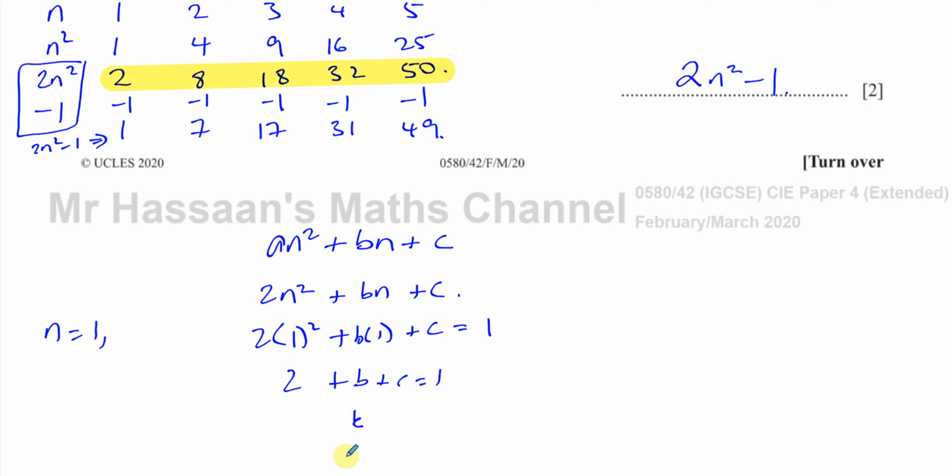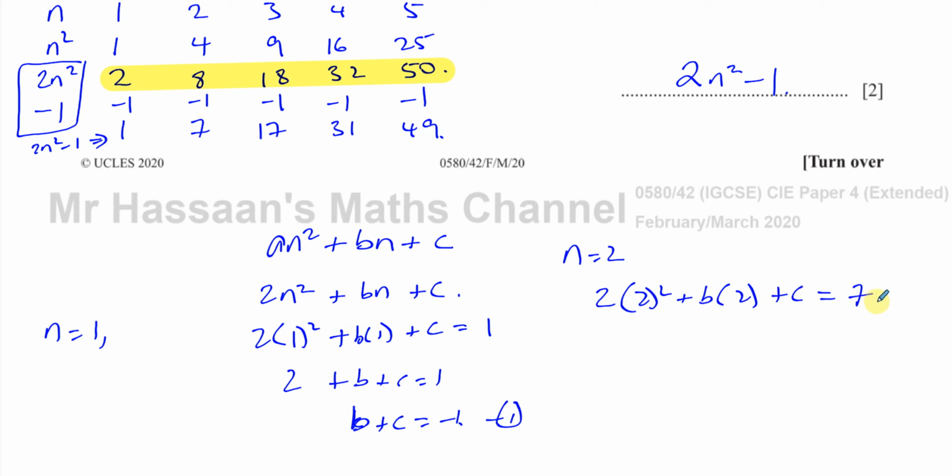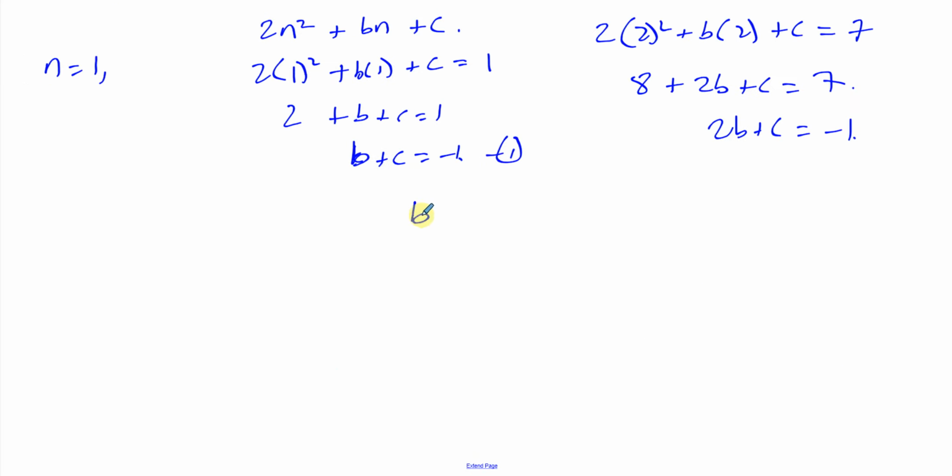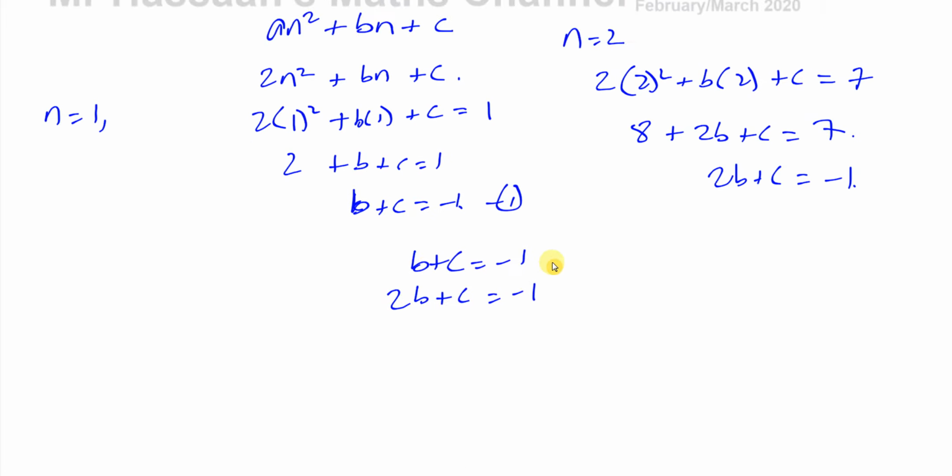Let's write that again. That's one equation. And you can say, for example, when n equals 2, you'll put 2 instead of n, so it'll be 2 times 2 squared plus b times 2 plus c, and when n equals 2, the second term is 7. That's going to give you 7. So that's going to be 2 times 4, which is 8, plus 2b plus c equals 7. So we can say 2b plus c is equal to -1. So now we can solve these equations simultaneously. We have b plus c equals -1, and 2b plus c also equals -1.